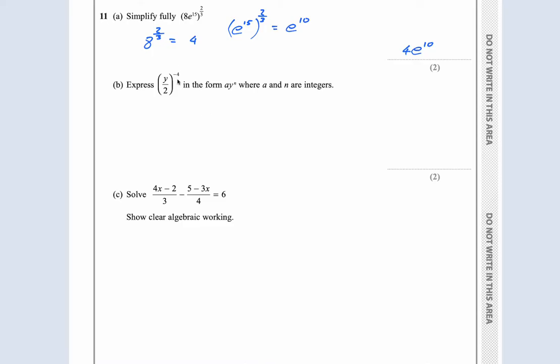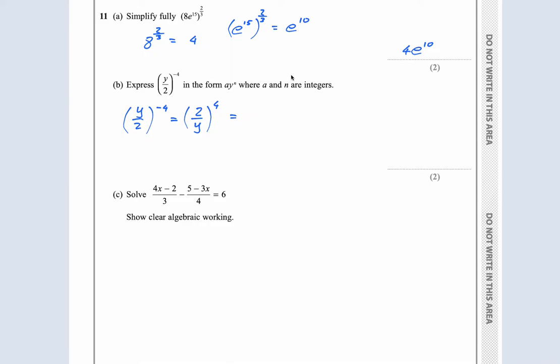Okay, so the negative power, guys, the way I deal with the negative power is I flip it, so y/2 to the -4. If I want to make this a positive power, I can flip this upside down and say it's 2/y. Get the reciprocal, it's 2/y to the power of 4. That's what a negative power is. That's the definition of a negative power. It's a reciprocal. So 2/y to the power of 4.